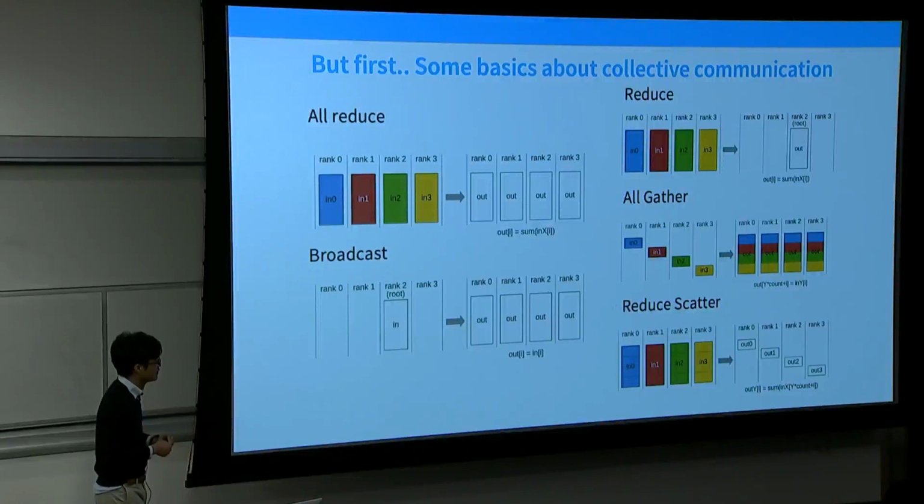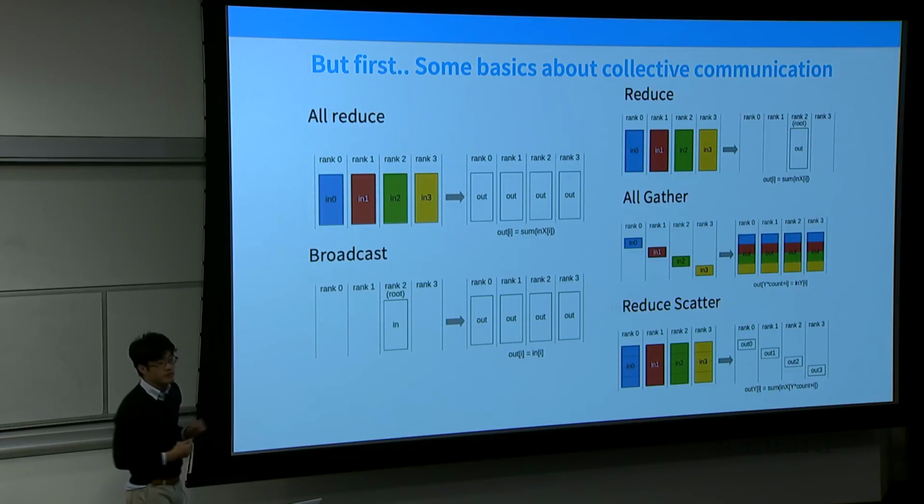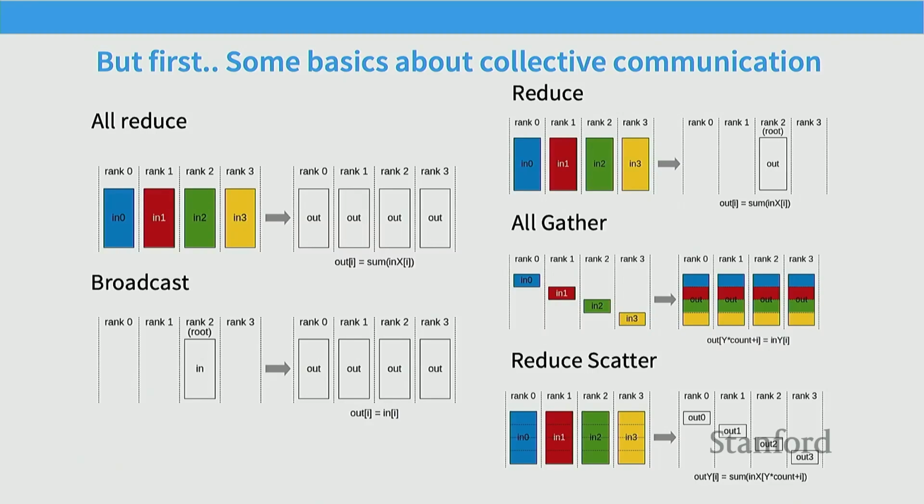And then reduce scatter, which is, I'm taking each of the rows, let's say, I'm summing them up, and then I'm sending the result only to rank 0, right? So this is a partial version of an all reduce. And hopefully this diagram makes it clear how reduce scatter works.